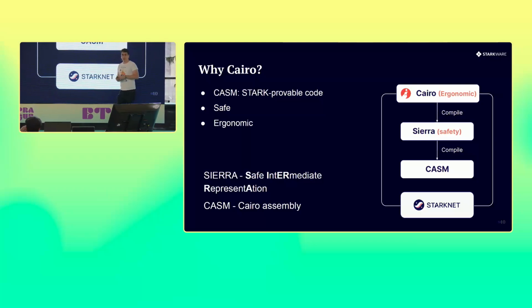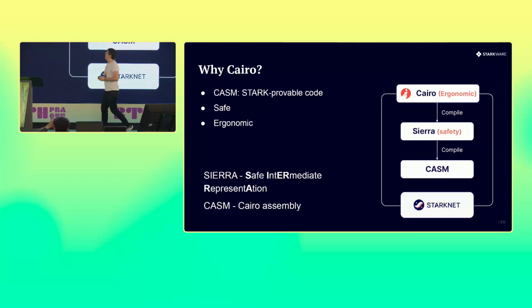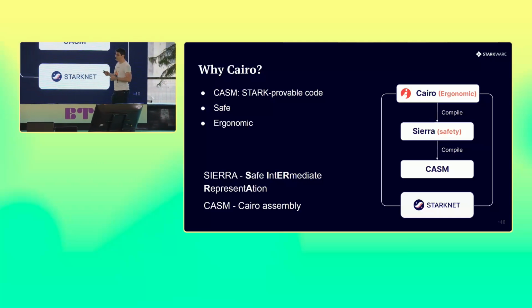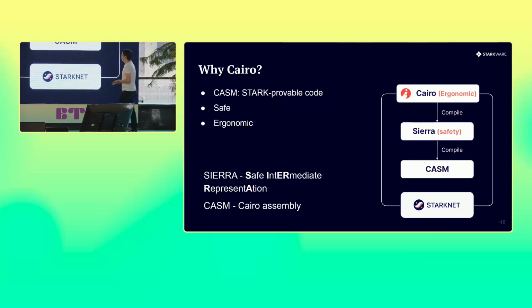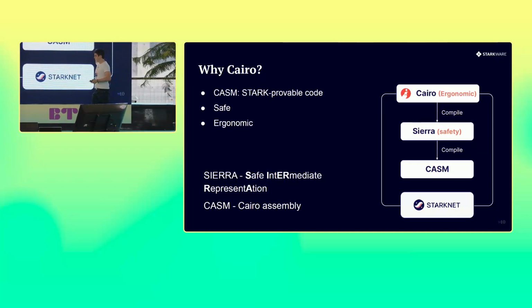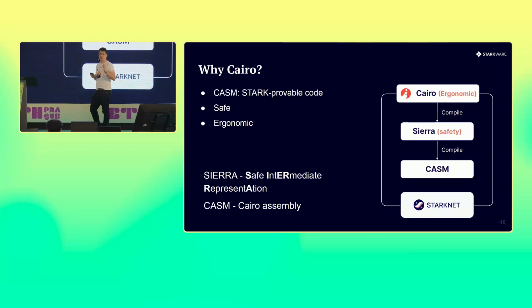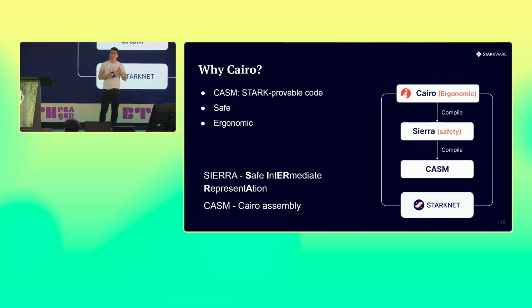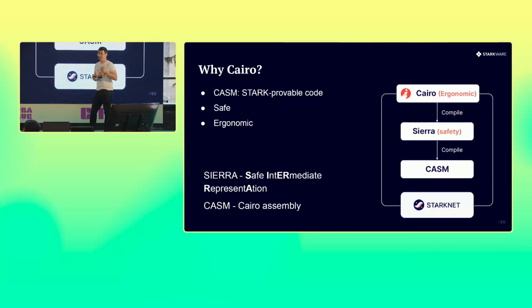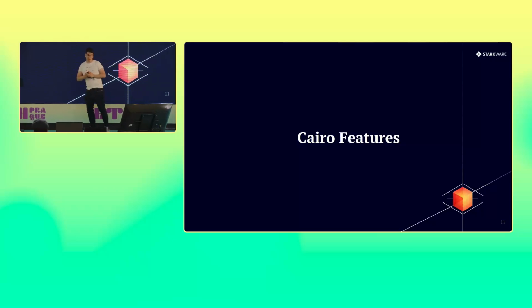Above Sierra, we have Cairo. Cairo is what most of you developers we want you to interact with. What is Cairo? Cairo is our ergonomic new language. And that's it. This is our stack that we are working on today. From Cairo to Sierra to Casm to proving on Starknet. And what I want you to see today is that Cairo is not that scary. Cairo is nice. If you develop in Rust, it is very much Rust-like, so you should feel at home. And let's see how Cairo is looking.